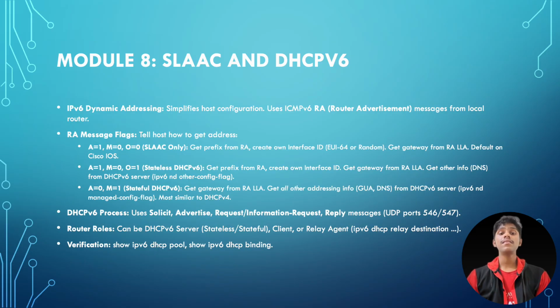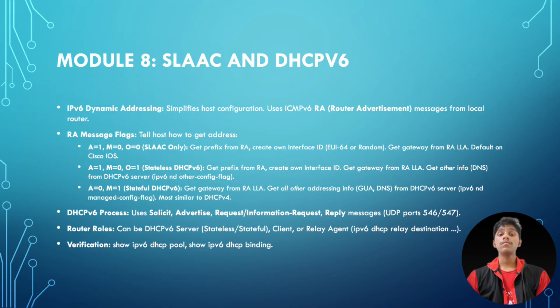The host uses SLAAC for its address and gateway, but the RA tells it with the O flag to ask a DHCPv6 server for other info like the DNS server address. Method 3 is stateful DHCPv6. The RA tells the host with the M flag to get everything except the gateway, which still comes from the RA's LLA. So from a DHCP server, and this is the most similar method to DHCPv4 also.